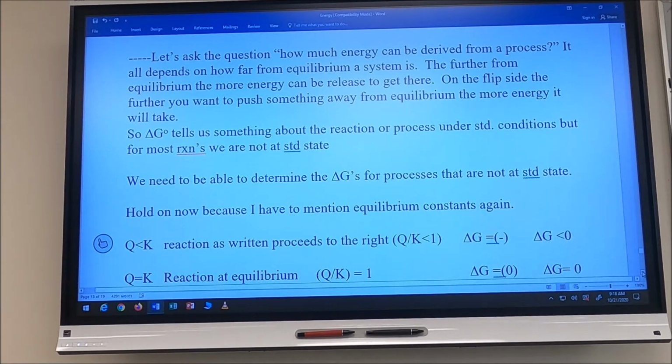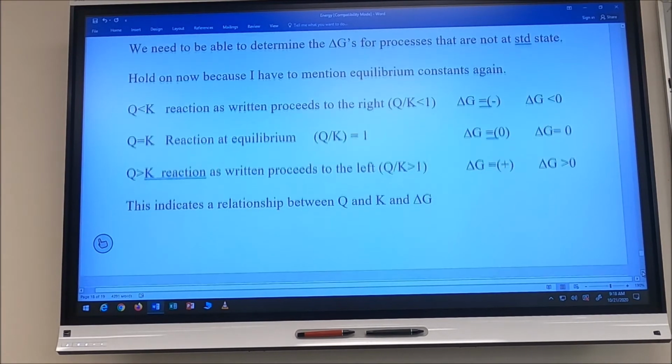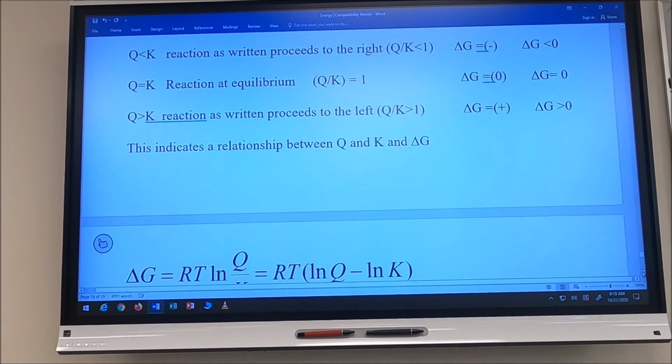So let's remind ourselves about the big E, equilibrium. We know if Q is less than K, the reaction as written proceeds to the right. So it's going to be spontaneous in the direction written. Okay? If I looked at Q divided by K, it would be less than 1. This is when delta G is going to be negative. If Q equals K, we know we're at equilibrium. And Q divided by K would equal 1. Delta G is going to be 0.